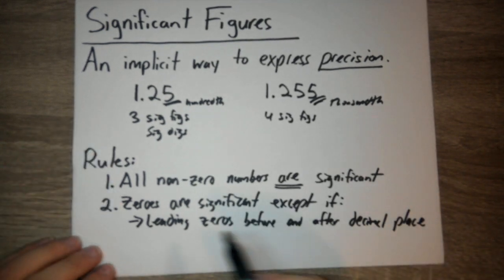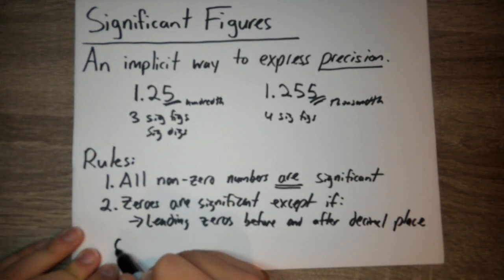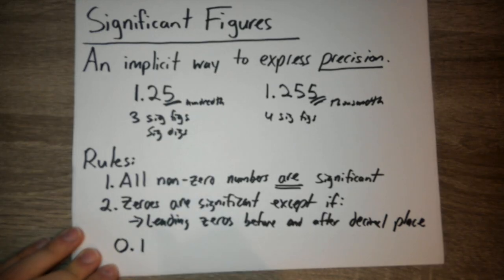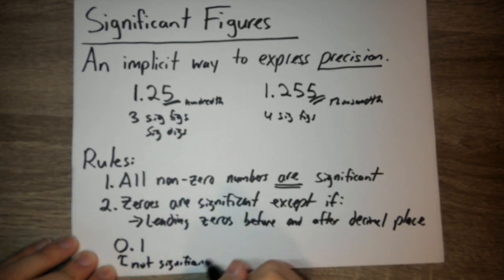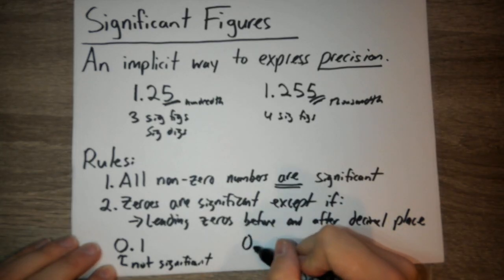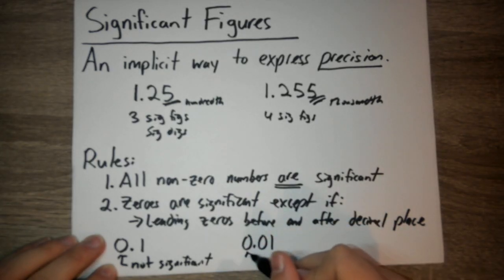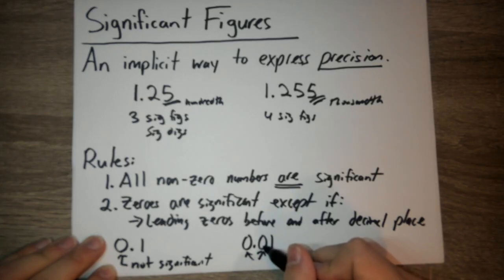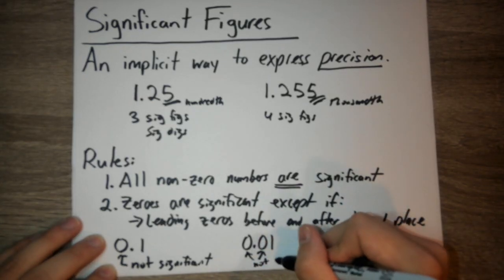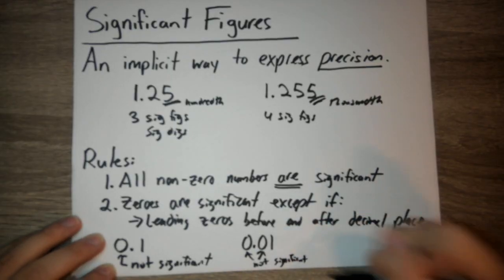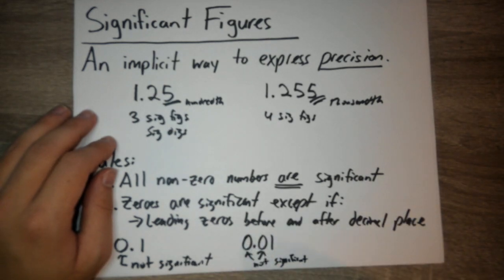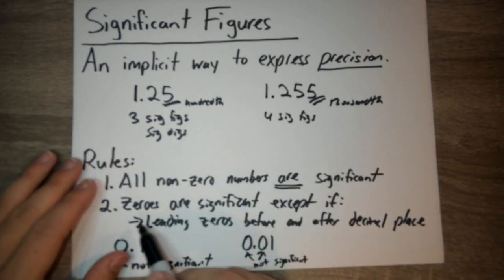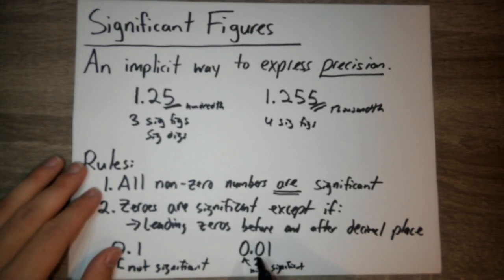So what does this mean? Well, leading zeros would be something like, if you have this before the decimal place, 0.1. This is a leading zero before the decimal place, not significant, therefore. You could have 0.01. Both of these are not significant. This one's after the decimal place and this one's before. Not significant. So, leading zeros are not significant, but when are zeros significant? What have I left out here?